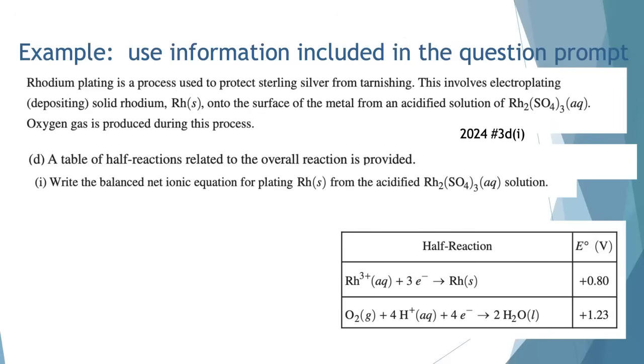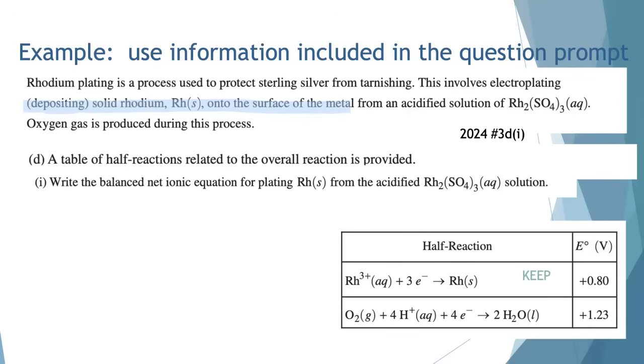So let's look at an example of this. This is from the 2024 exam. There was a question about plating out rhodium metal from a solution. And you're told in the question prompt that you're depositing solid rhodium onto the surface of the metal. And you're asked to actually write a balanced net ionic equation for plating rhodium metal from this solution. And you're given 2 half reactions.